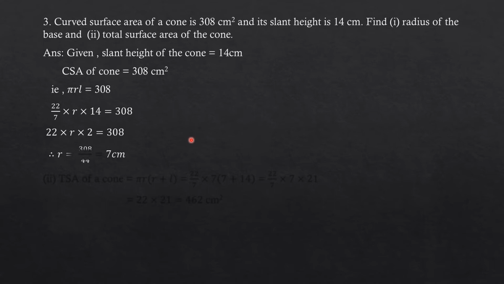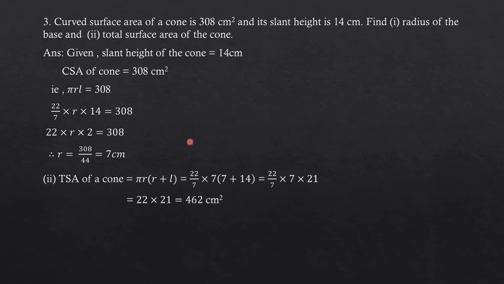To find the total surface area of the cone, we know it is pi r into r plus l, which is equal to 22 by 7 into 7 multiplied with 7 plus 14, which is 22 by 7 into 7 into 21, which is 462 centimeter square.